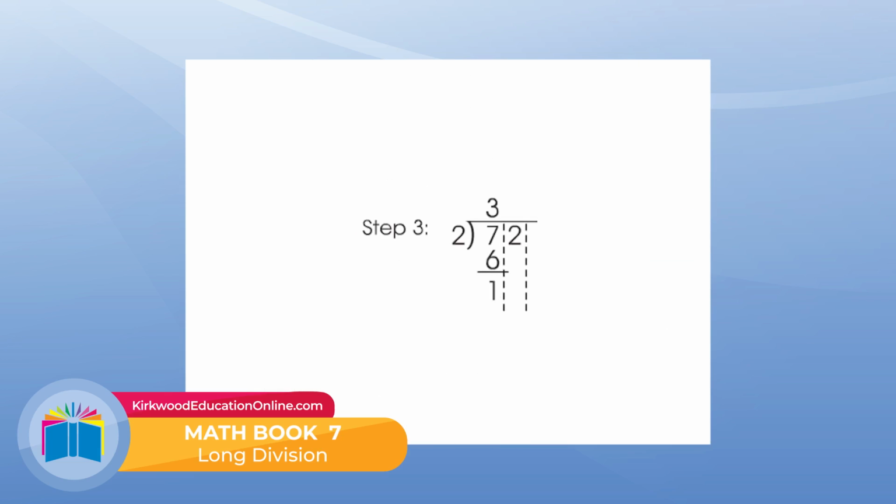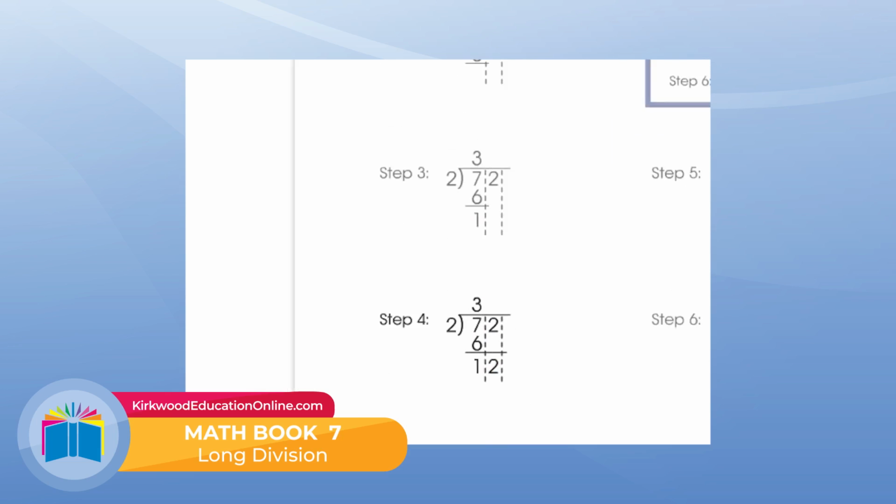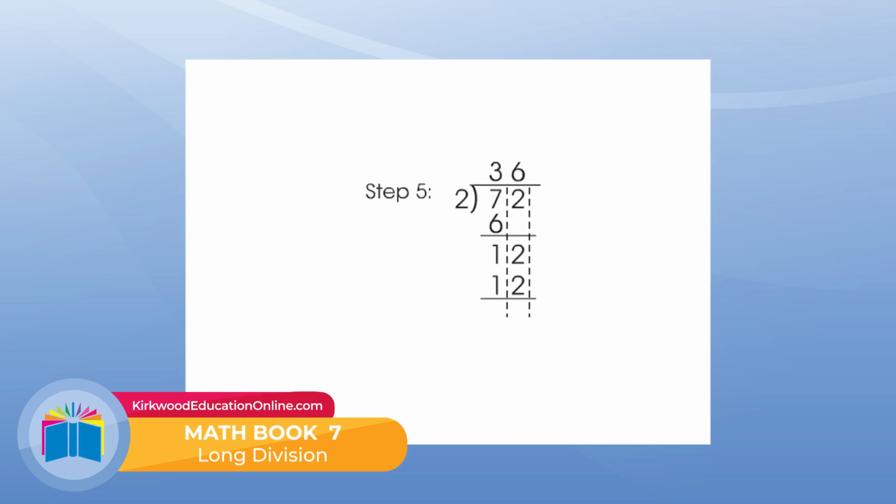Step 3 is to subtract. Subtract 6 from 7 equals 1. Step 4, bring down the next number of the dividend, which is 2. Step 5 is to divide 2 into 12. How many times does 2 go into 12? It goes in 6. The answer is 36. 72 divided by 2 equals 36.